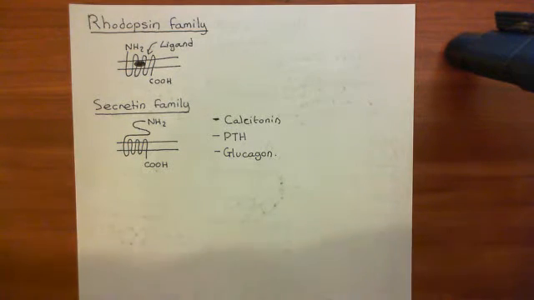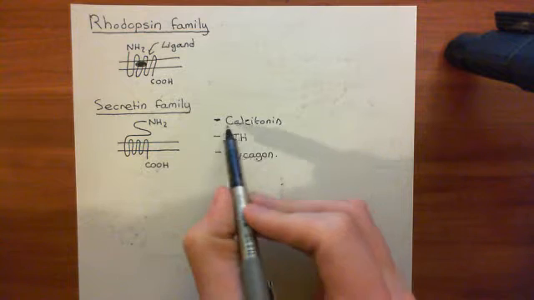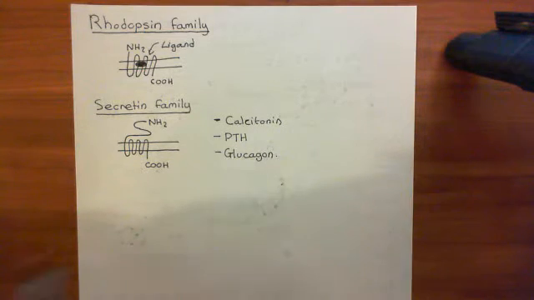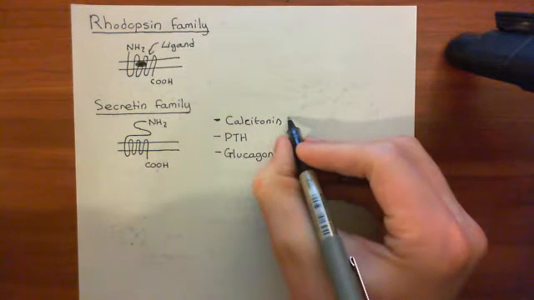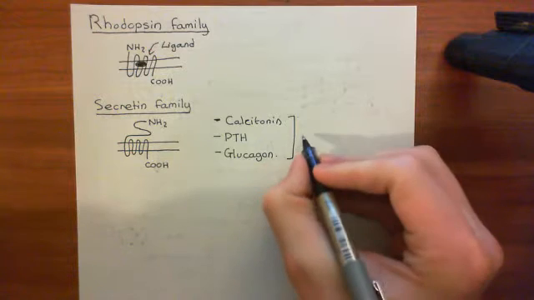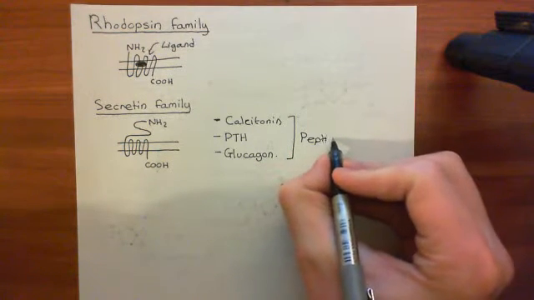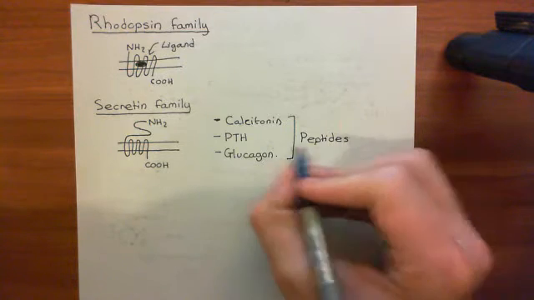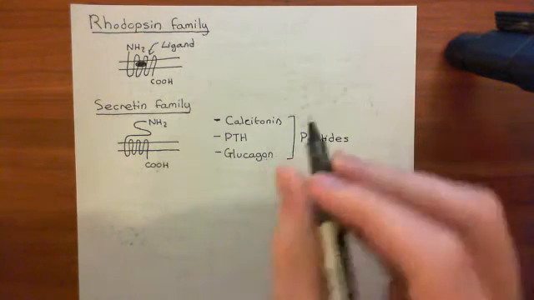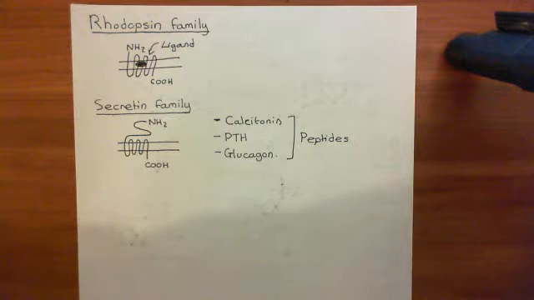Okay, and what you will notice about all of these, calcitonin, parathyroid hormone, glucagon, is that they are all peptides. Okay, these are not small molecules. We're not talking about serotonin or adrenaline anymore. These are peptides, all of them. So, secretin family G protein coupled receptors generally have a ligand which is a peptide.